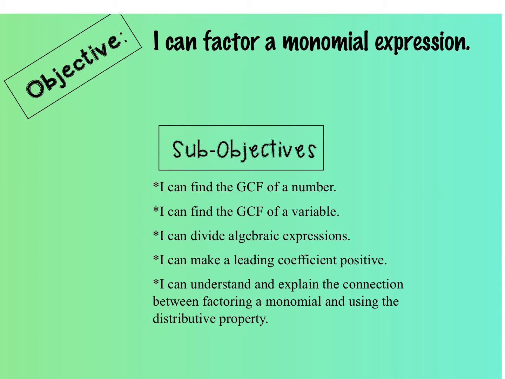So our sub-objectives with this are to be able to find the GCF, or the greatest common factor, of a set of numbers, of a set of variables, and then to be able to divide algebraic expressions, and I'm going to walk you through that. You are able to make a leading coefficient positive, and then understand and explain the connection between factoring and using the distributive property. So we just finished up multiplying polynomials where we distributed things out. Now we put it together. Now the process of factoring is to break it apart. And so we're going to get back to that original form.